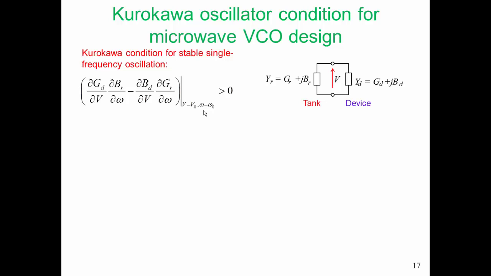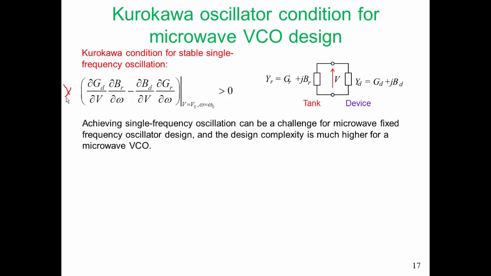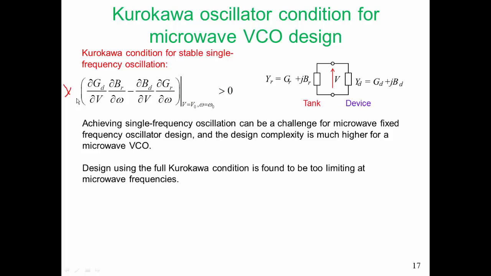So let's spend a little bit more time talking about the Kurokawa oscillator condition for microwave VCO design. The full form of the Kurokawa condition is shown here. Achieving single frequency oscillation for a fixed frequency microwave oscillator can be a challenge, but the design complexity is so much higher for a microwave VCO. We find that design using the full Kurokawa condition is very limiting at microwave frequencies, and that is because there are other conditions that we must meet.